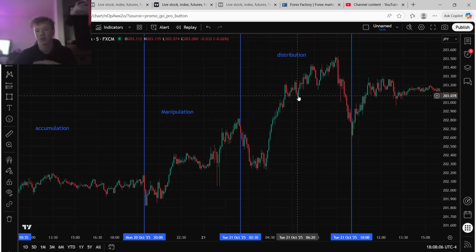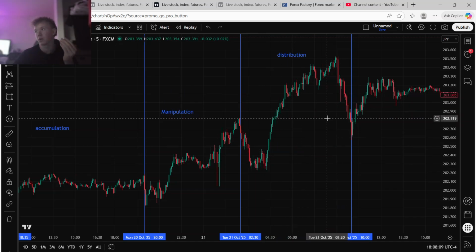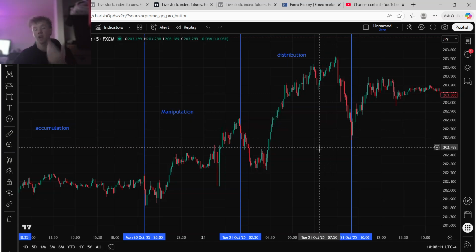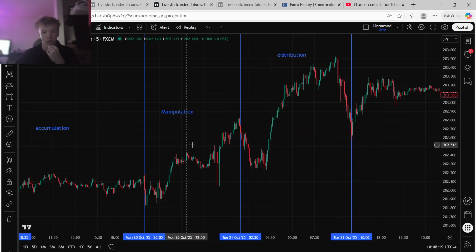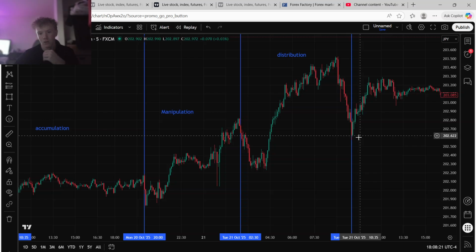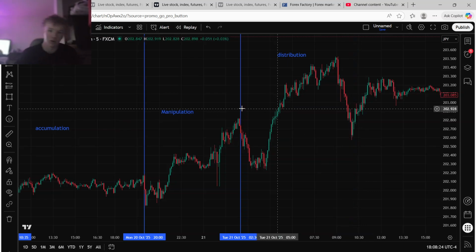But then what happens, instead of like last example where price completely reversed, this time it just straight up continued. And that's why when we're doing this, we don't really like to trade on distribution zones. We like to trade during manipulation. So that's just a brief overview.